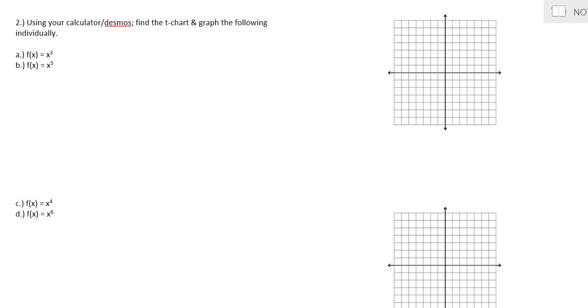For number 2, you'll see that there are 4 different graphs: x to the cube, x to the fifth, x to the fourth, and finally x to the sixth. What I'd like you to do is either on your calculator or you can go to Desmos, and I'd like you to type each of these in individually and make the sketch of the graph here on the side, and make sure you clearly label which one is A, which one is B, and then down here which one is C and which one is D. So pause the video and take a few minutes to do that.